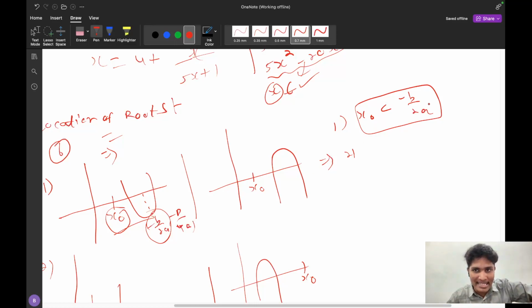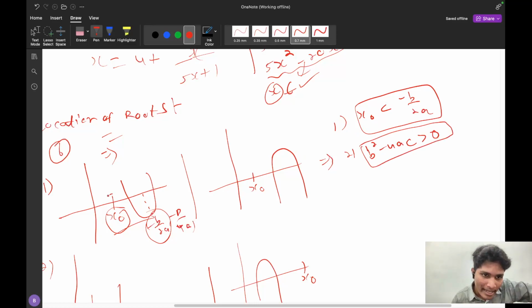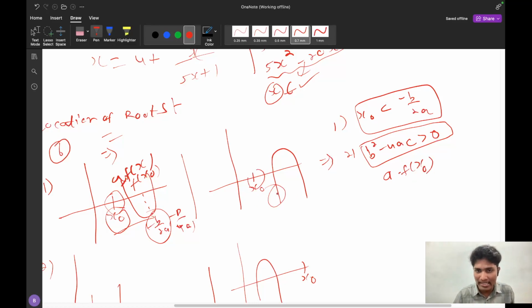That is x naught is less than minus b by 2a, and they are saying the two roots are greater than x naught. So there should be a root. So what is the condition of the root? That is b square minus 4ac should be greater than 0. Discriminant should be greater than 0. This is another condition. And x naught is the value, and this is the f of x function. If I use the value f of x naught and multiply by a, what is the value of a into f of x naught? If I take x naught here, it is giving the value f of x naught negative here, and a value is less than 0.